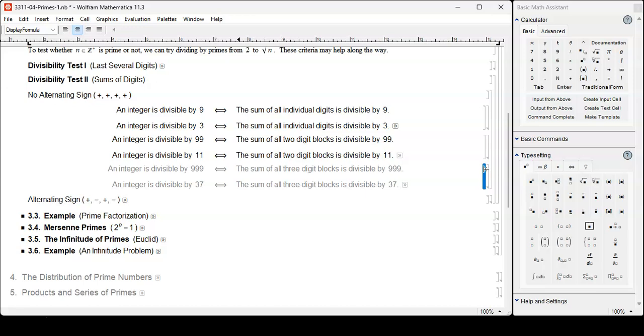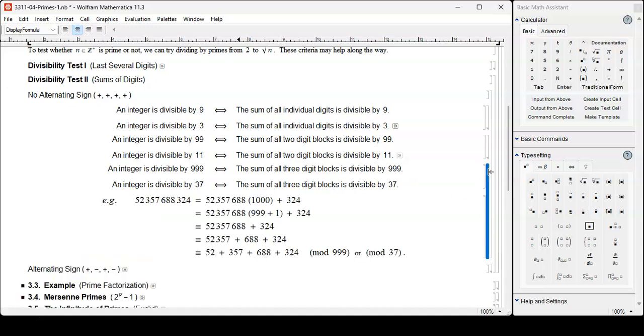Next, sum of 3-digit blocks, and those test for integers divisible by 999, which is not too much of a deal. Also, integers divisible by the prime number 37. Now that one is useful. And 999 is divisible by 37, so it works this way. And this divisibility by 37, that one is useful.